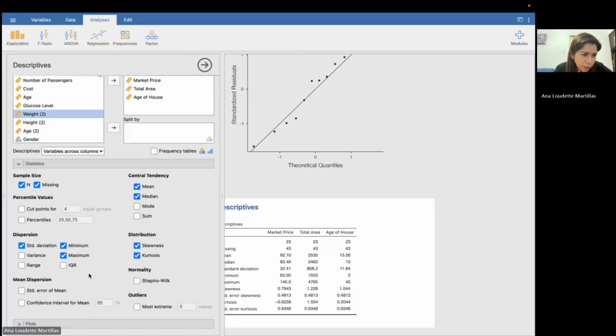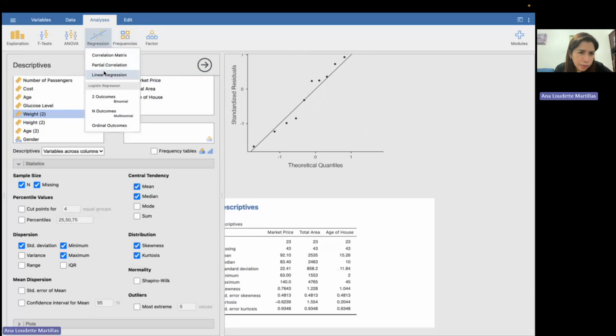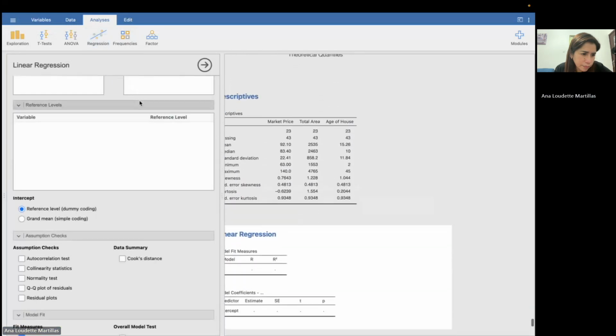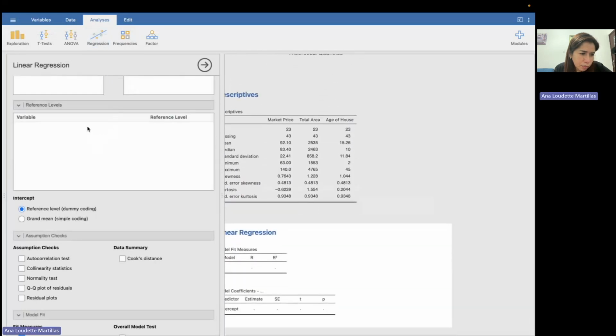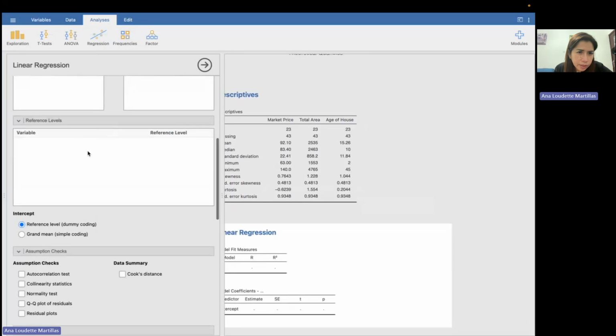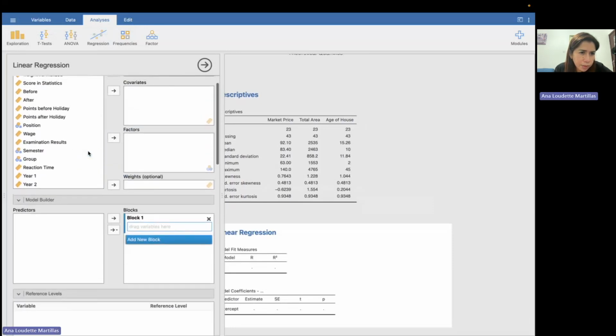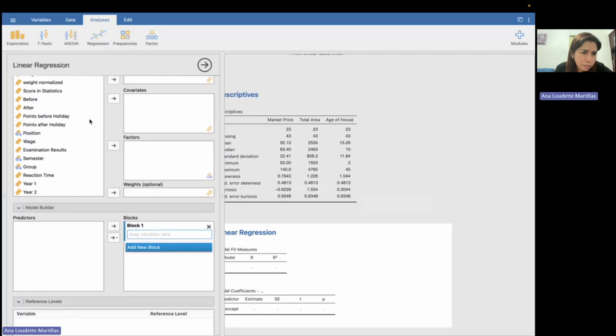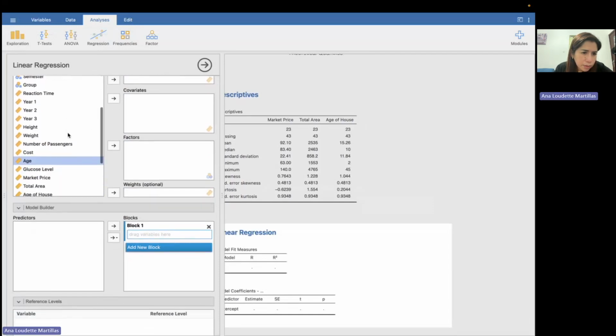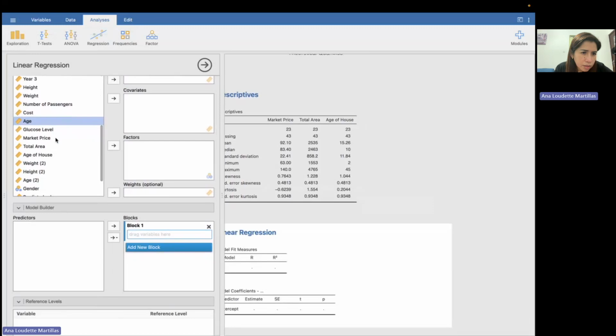Okay. Then let's set up the multiple regression. Let's click analysis again, then regression, then linear regression. Move market price to dependent variable. Where is the market price? Market price. Here. Dependent variable.